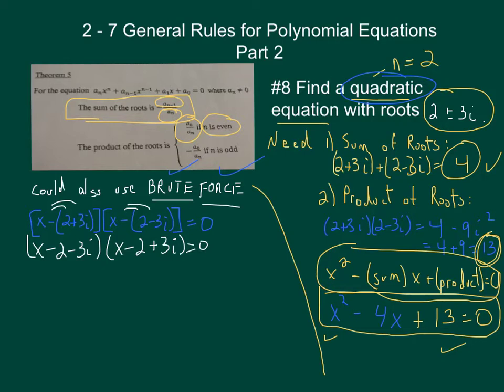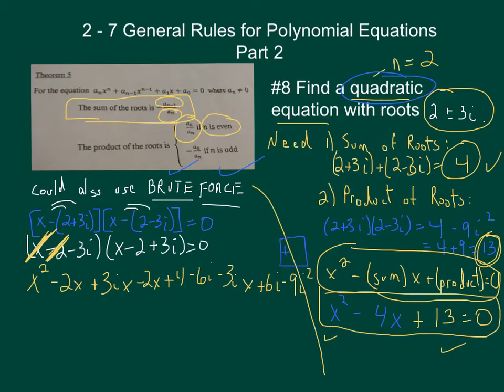All right, here we go. Use the distributive property. x times x is x squared. x times minus 2 is minus 2x. x times 3i is 3ix. We're done with this guy. Cross him off. Minus 2 times x is minus 2x. Minus 2 times minus 2 is plus 4. Minus 2 and 3i is minus 6i. Cross him off. You're done. Now distribute the 3i. So I got minus 3ix plus 6i minus 9i squared. Which, let's go ahead and just rewrite as plus 9.